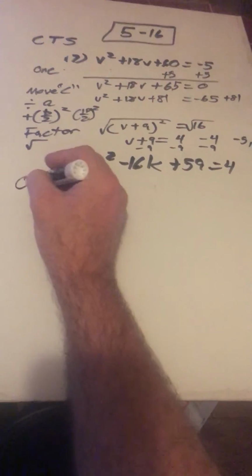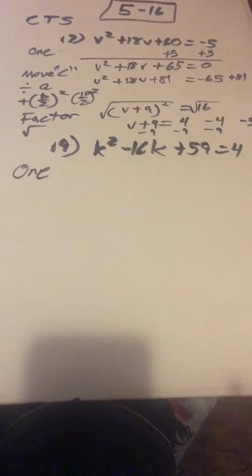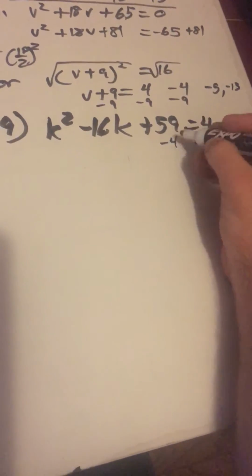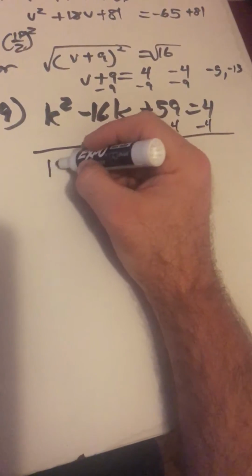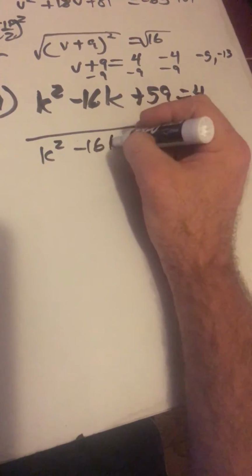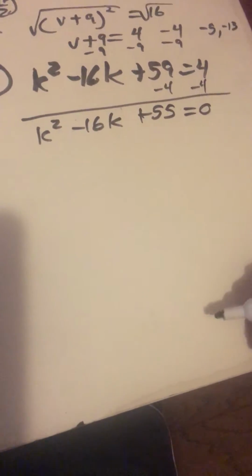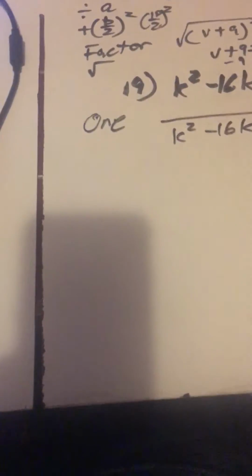You took everything to one side, of course. That's what you did. So I'm going to subtract 4, and this gives me k squared minus 16k plus 55 equals 0.